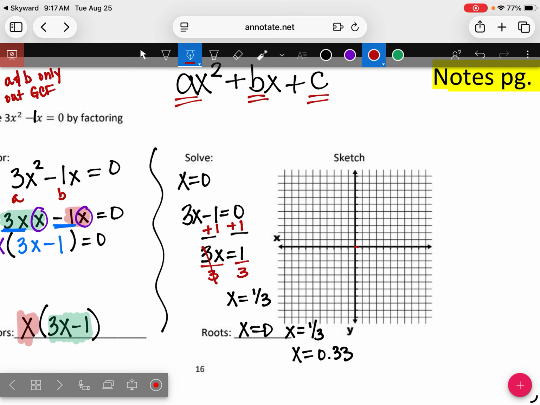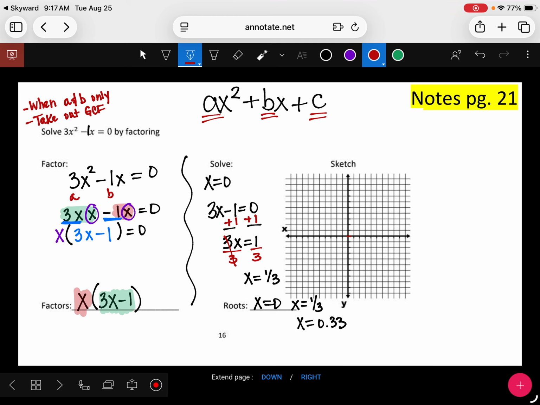If I zoom back out, see, you can't even tell. It looks like 1 point. So don't worry about graphing it because they're too close to worry about graphing. You won't be asked to graph anything that close. Any questions?